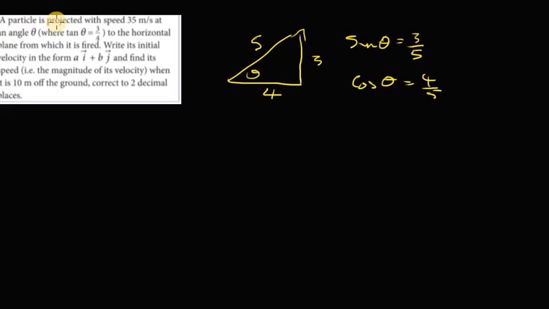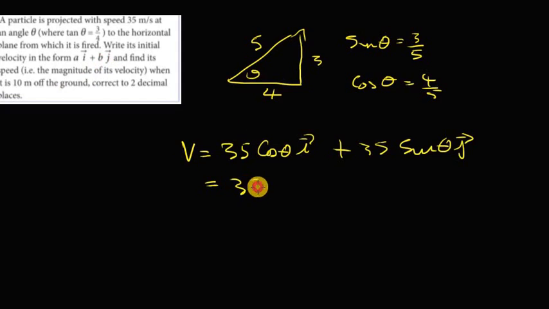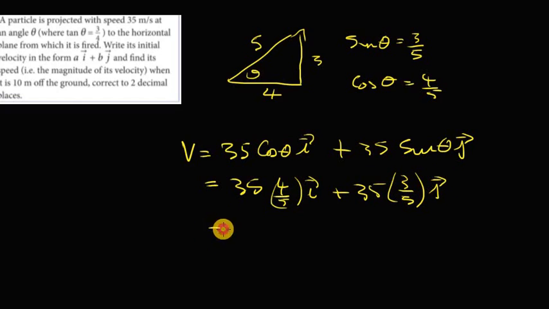I know that my particle is projected with a speed of 35 meters per second at this angle to the horizontal. Write its initial velocity in terms of i and j. So v is equal to 35 times cosine, which is 4 over 5, so 4 over 5 i, plus 35 times 3 over 5, which is sine theta, j. So its initial velocity in the i and j direction is equal to 28i plus 21j.